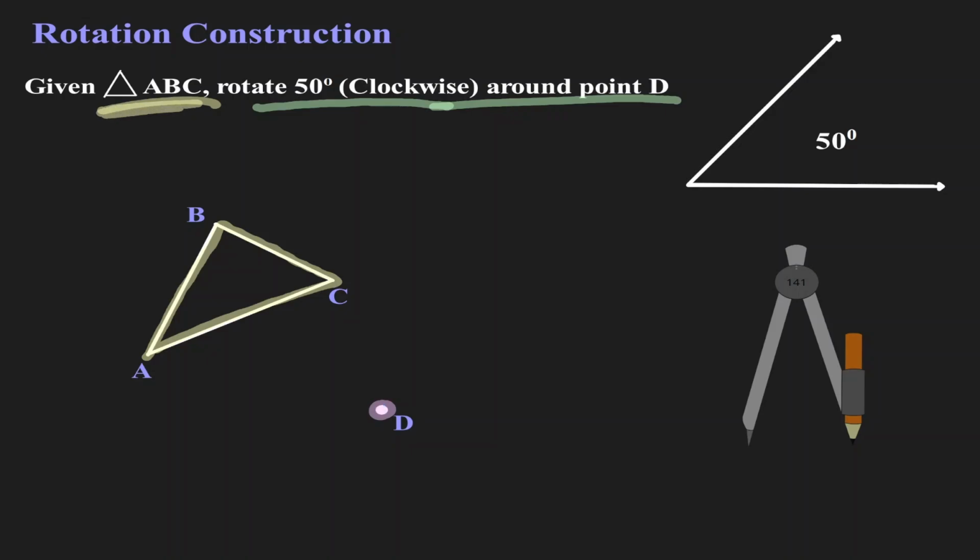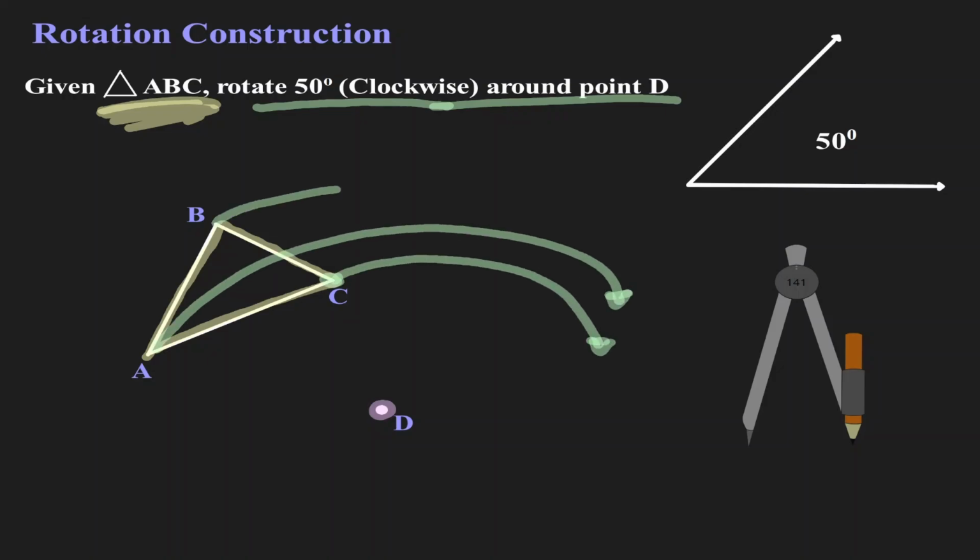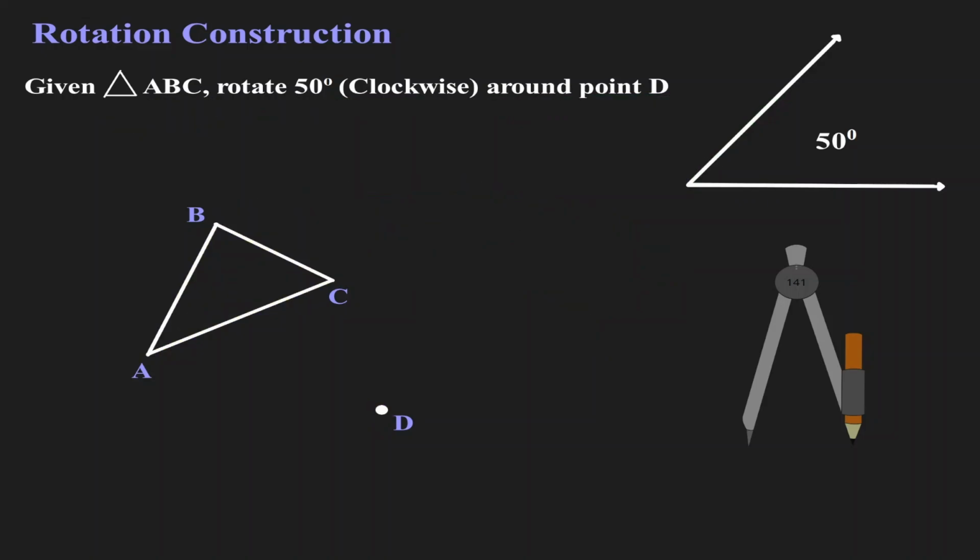And if we want to rotate triangle ABC, it is sufficient to take every single vertex and rotate it 50 degrees in a clockwise direction around point D. And what we have here on the upper right-hand side is the measurement of 50 degrees. Now let's talk about the construction. We want to start by creating the path of rotation for each vertex in this triangle.